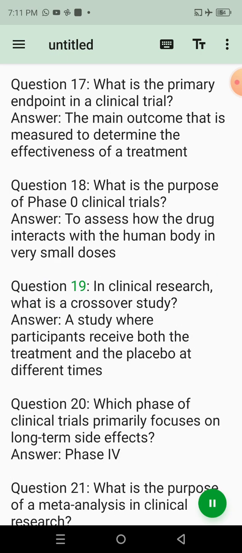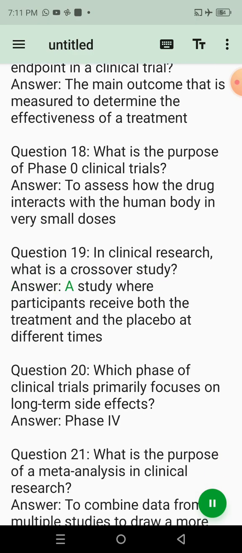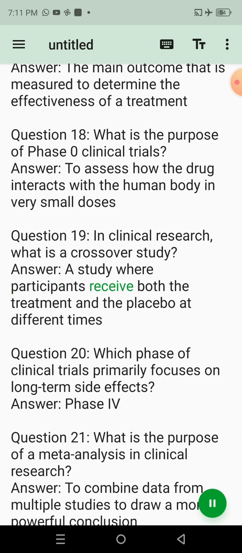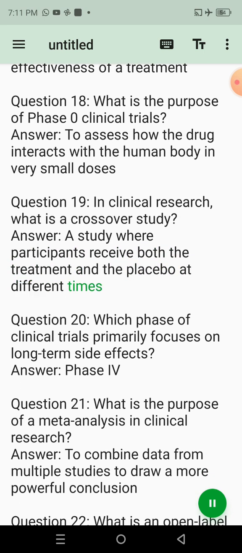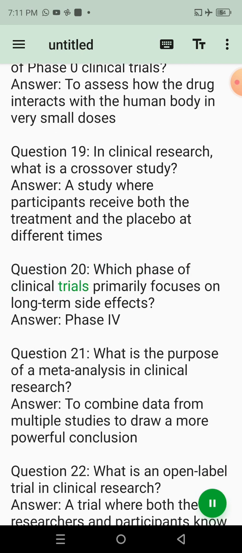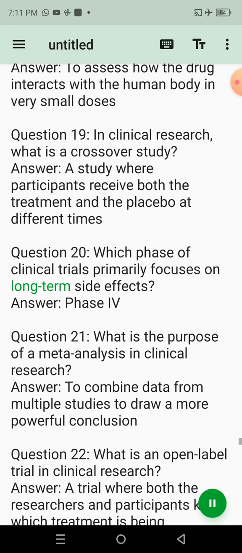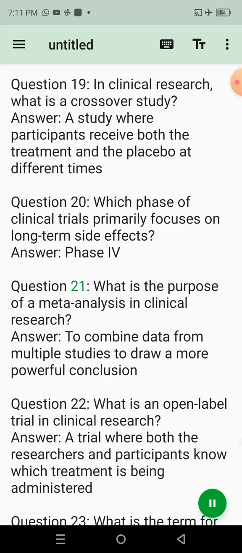Question 19. In clinical research, what is a crossover study? Answer: A study where participants receive both the treatment and the placebo at different times. Question 20. Which phase of clinical trials primarily focuses on long-term side effects? Answer: Phase 4.